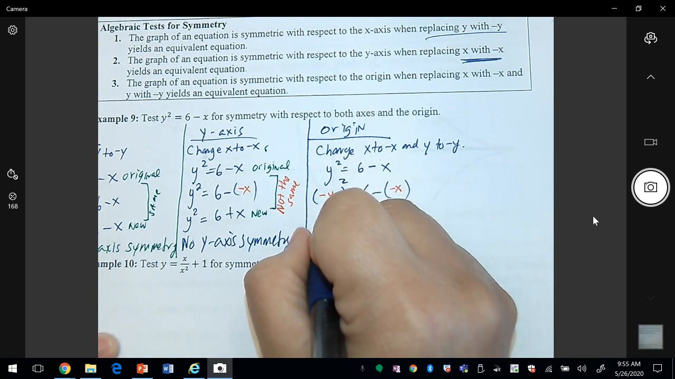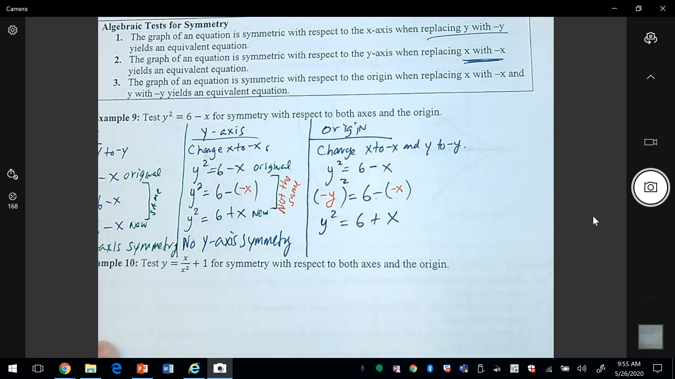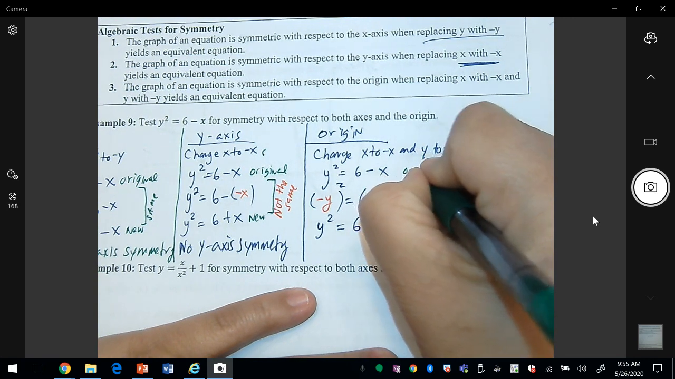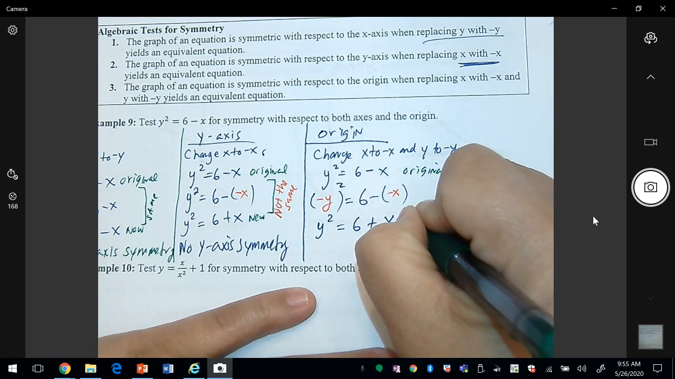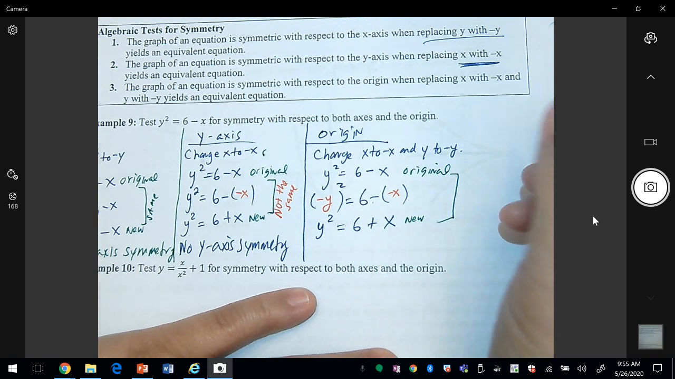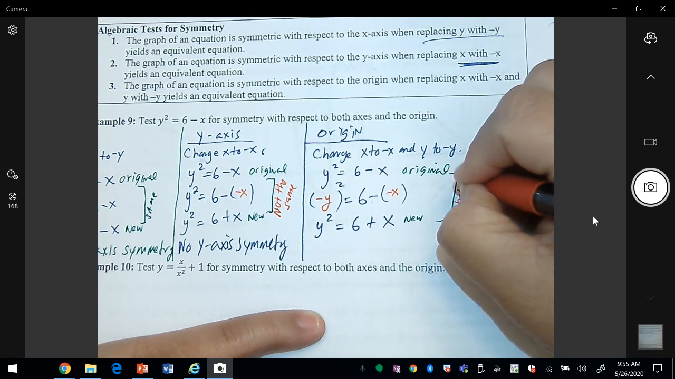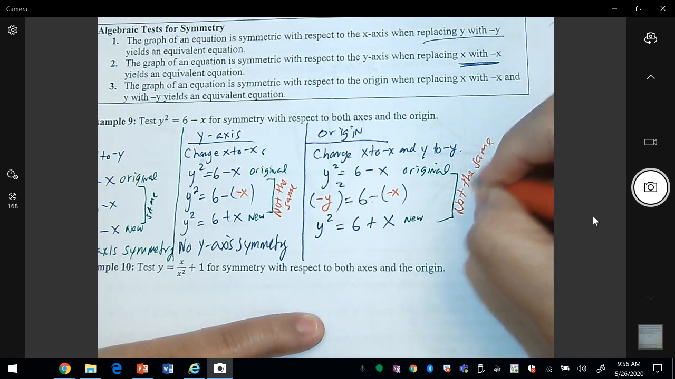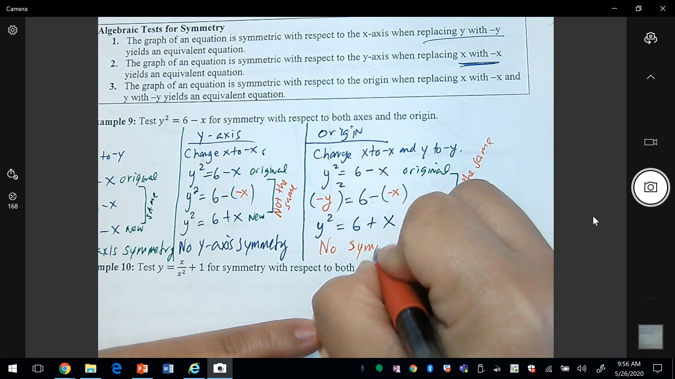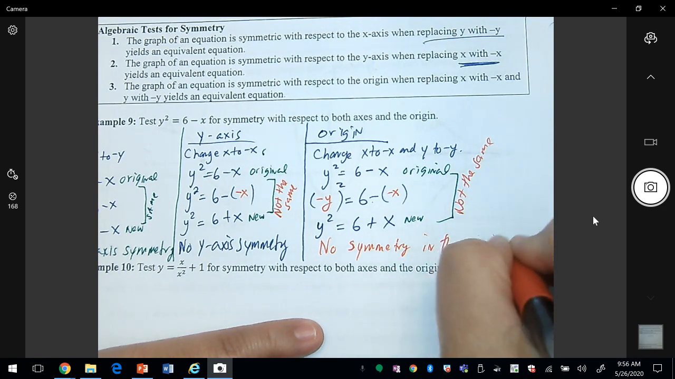Negative y squared is positive y squared. Negative negative is positive 6. And so if you notice, this is the original, and this is your new equation after we plug in negative x, negative y. And you can see that these are not the same results. So we say that there is no symmetry in the origin, or no origin symmetry.